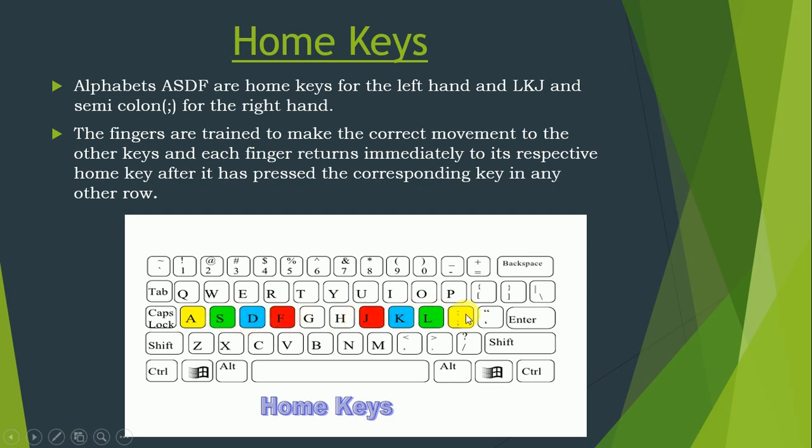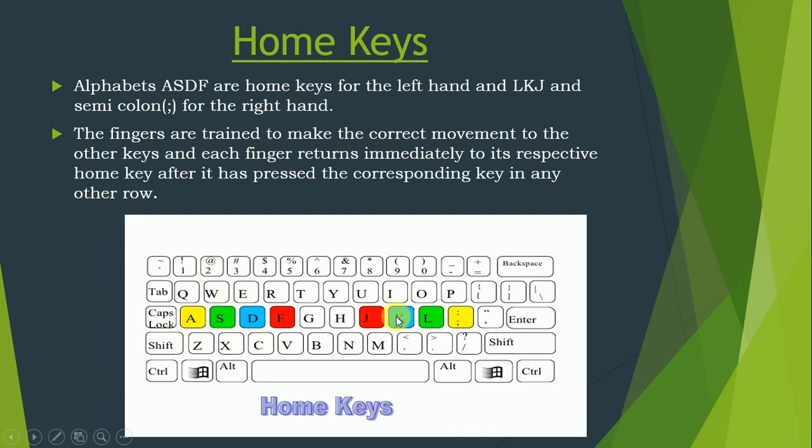So next time if it is asked what are home keys, you have to say that alphabets A, S, D, F are the home keys for the left hand, and J, K, L and semicolon are the home keys for the right hand. And while practicing typing, the fingers are trained to make the correct movement to the other keys, and each finger returns immediately to its respective home key after it has pressed the corresponding key in the another row. What does that mean?